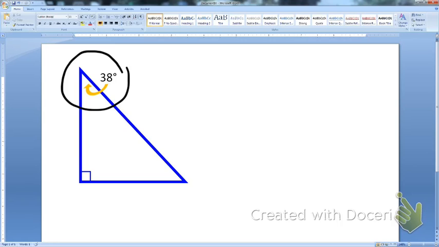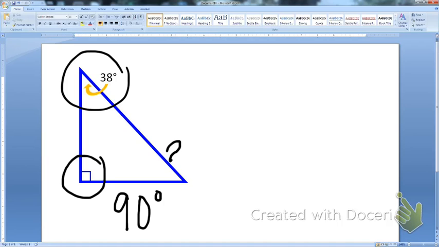We also know something about this angle down here in the corner. That little square symbol tells us that the angle is equal to 90 degrees, or it's a right angle. It's the same type of angle that you would see in squares or in rectangles, because those have all right angles. So what we know right now is we've got 38 degrees, we've got a 90 degree angle, and we're missing this guy down here. The question is, how do we find the angle that's missing?